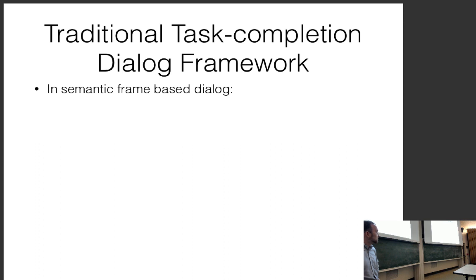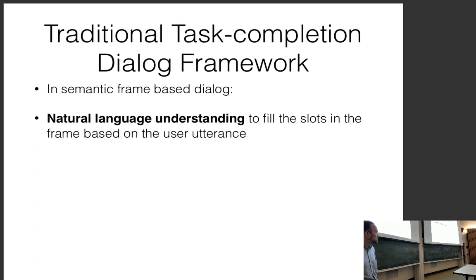So the traditional task completion dialogue framework is based on semantic frames. What you do is natural language understanding, where you do some sort of information extraction from the utterances that the user made, and you try to fill in the slots in a frame based on the user utterance. An example of this frame, if you're trying to help a user book a flight, might be what is the flight that they want, from where to where. So from and to, like departure and arrival, would be 2 slots in the frame. And you might want to fill them in or say, I don't know what the slot value is.